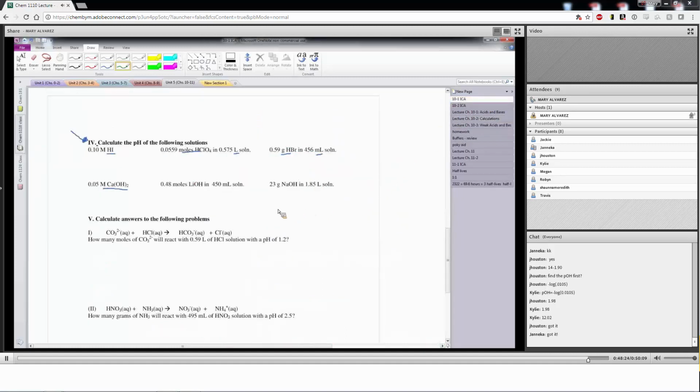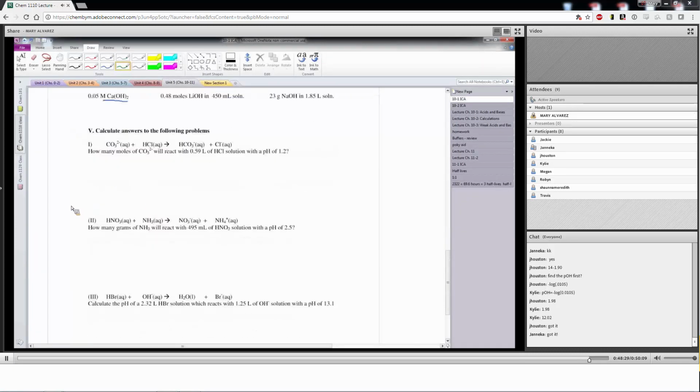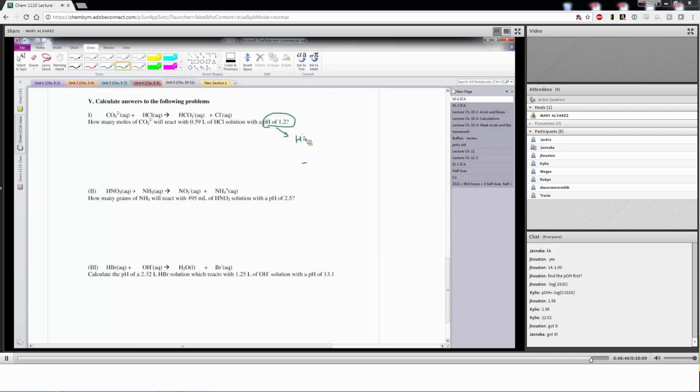So from our 10-1 in-class activity sheet here, this is just practice calculating the pH. But then if I give you an equation, you start with the pH of an acid solution. You can use that to find the concentration of your HCl. From there, you should be able to find the moles of HCl. From there, you should be able to find moles of carbonate. Just using your roadmap. Kind of the same thing for each of these from 10-1.